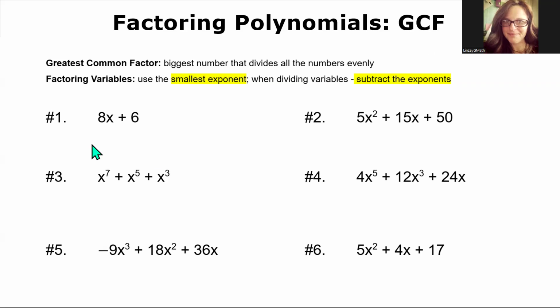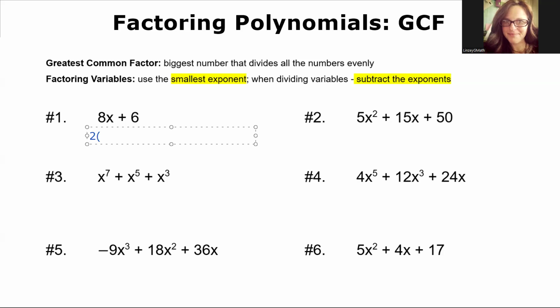Number 1, what is the greatest common factor? 8x plus 6. The greatest common factor is the biggest number that divides all the numbers evenly. 8 divided by 4 is 2. 6 divided by 4 is 1.5, that does not go in evenly. So 4 is not the greatest common factor. 2 is our greatest common factor.